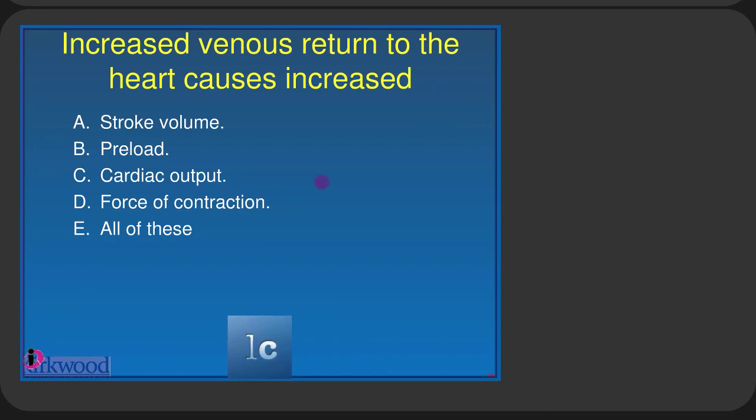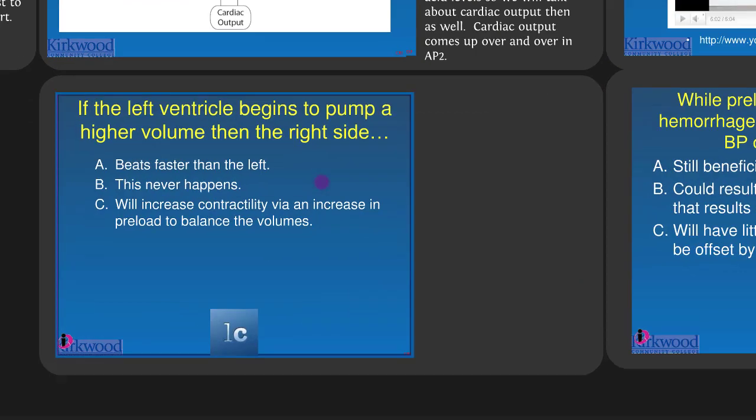Increased venous return to the heart is going to increase preload. And we know that preload affects stroke volume. And we know that stroke volume affects cardiac output. And preload is how hard the heart contracts. So I like E, all of these.